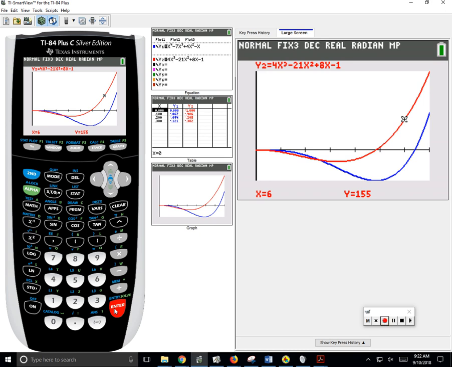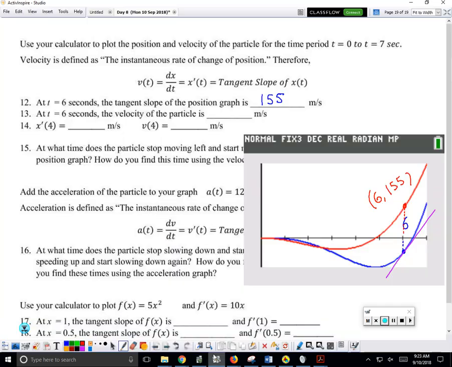Now the calculator isn't making the connection. The calculator doesn't know that it's velocity and position. So the calculator actually does calculate this slope by going secant to the right, secant to the left, shortening them up, and then it just finds the y-coordinate there. So, questions? Cool, next thing. So the velocity is also 155.